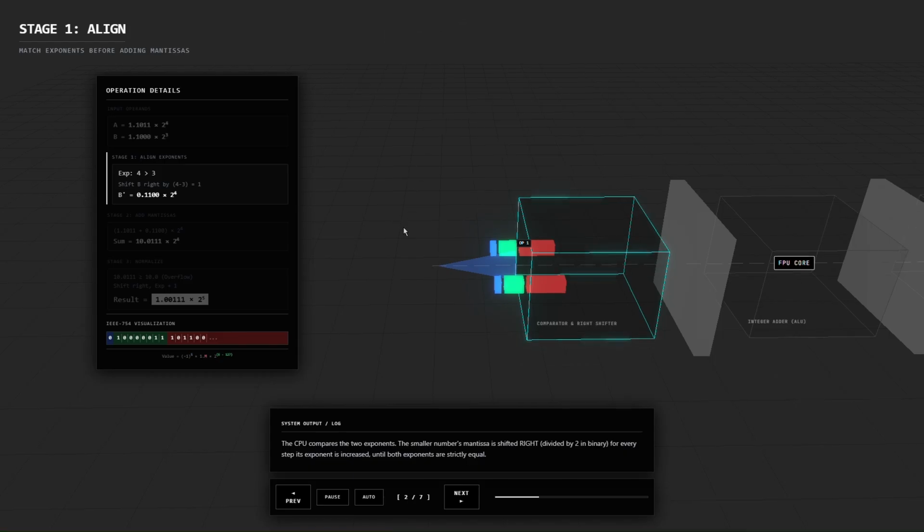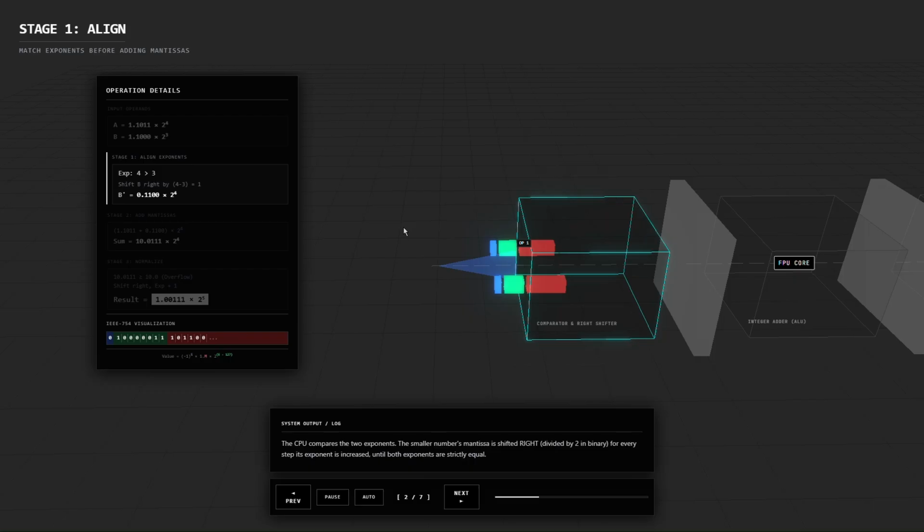One thing worth flagging: that right shift can drop bits off the right end of the mantissa. Those lost bits are gone. That is where floating point rounding error actually comes from. It is not a bug in the code, it is physics.